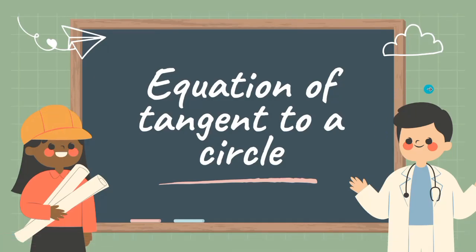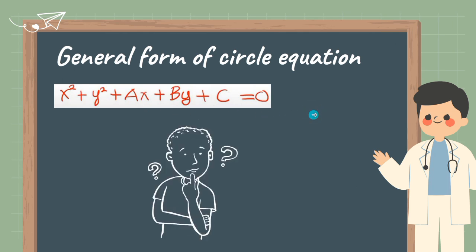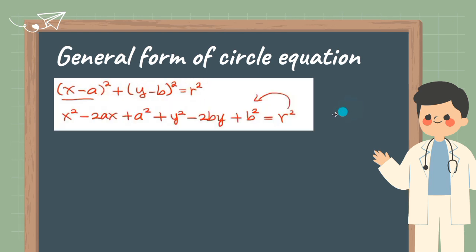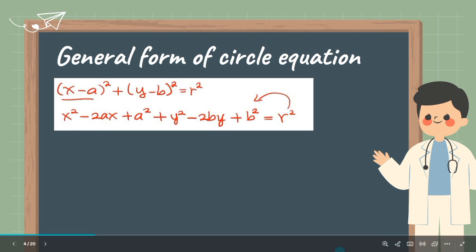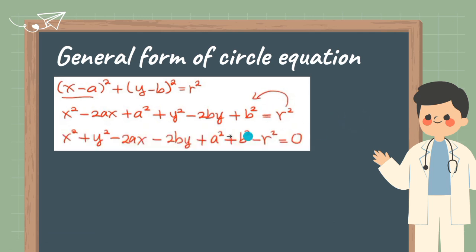Next is the equation of the tangent line of the circle. The general form of the circle equation is like this. But how do we get it? I will try to explain it. Previously, we have known an equation of this. Now, to obtain the general form of the circle equation, we start from this equation that we described. First, expand the squares, then move r square from the right side to the left side and rearrange the formation to be like this.